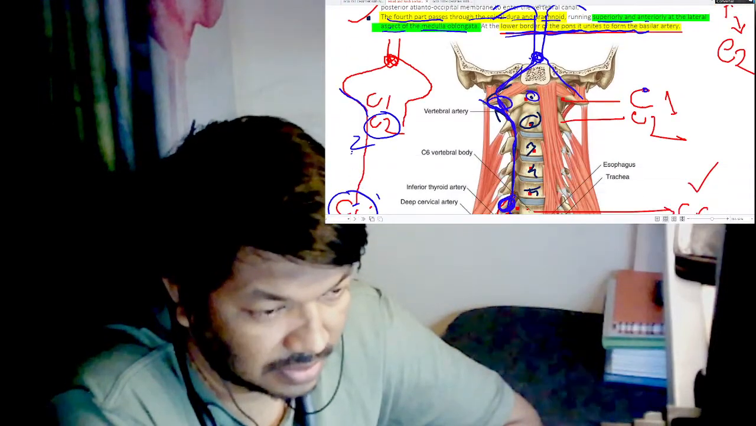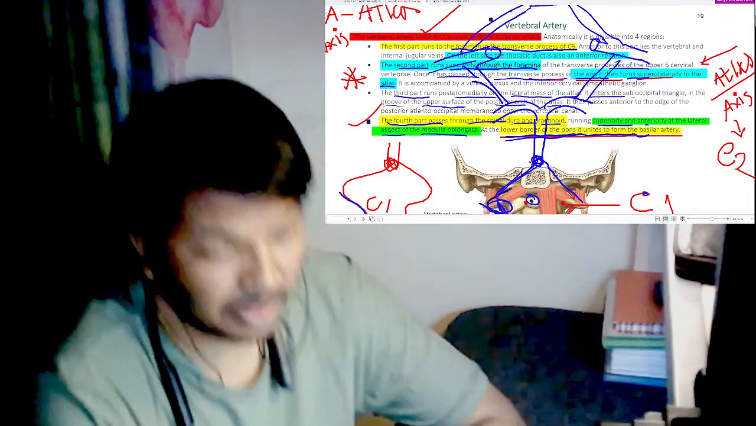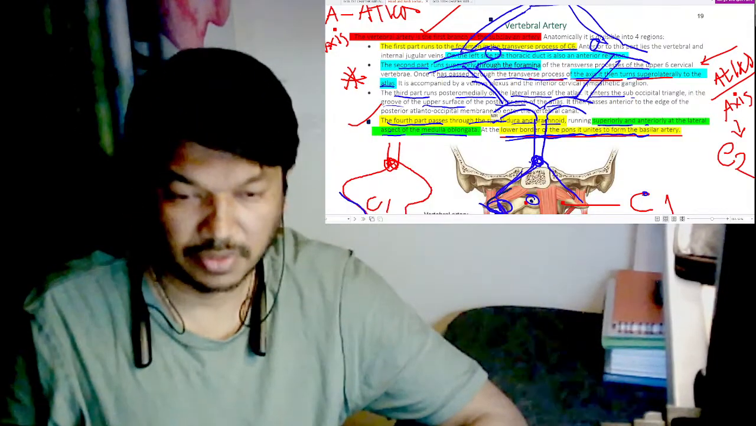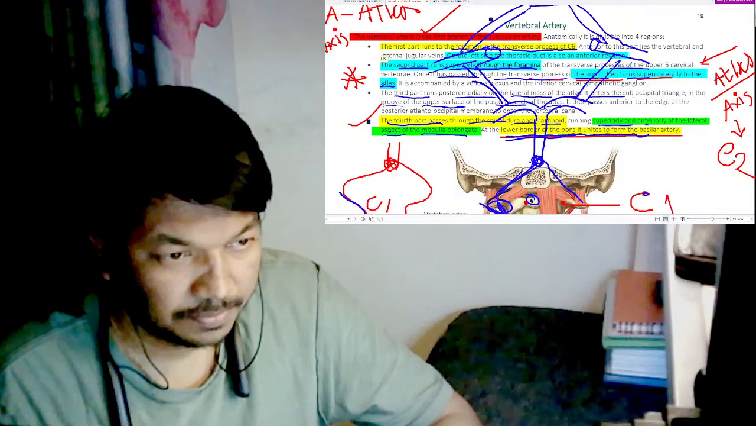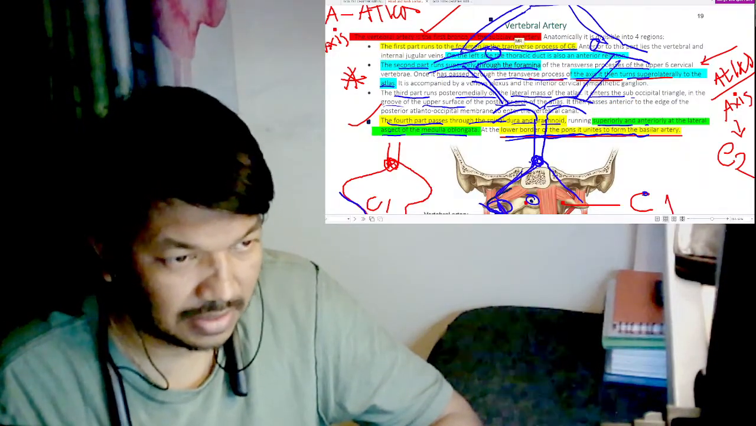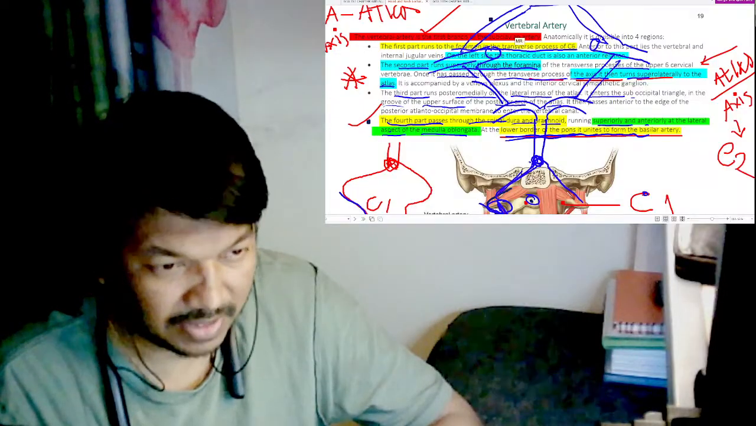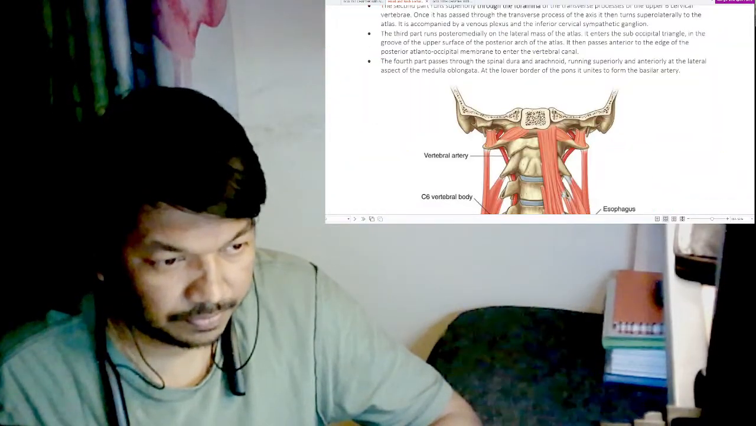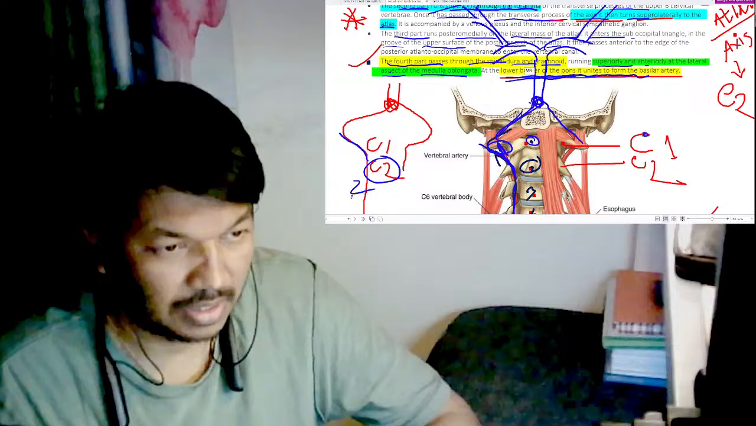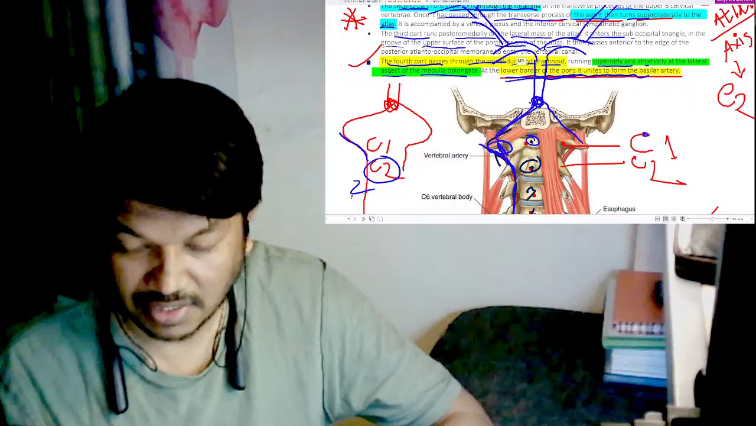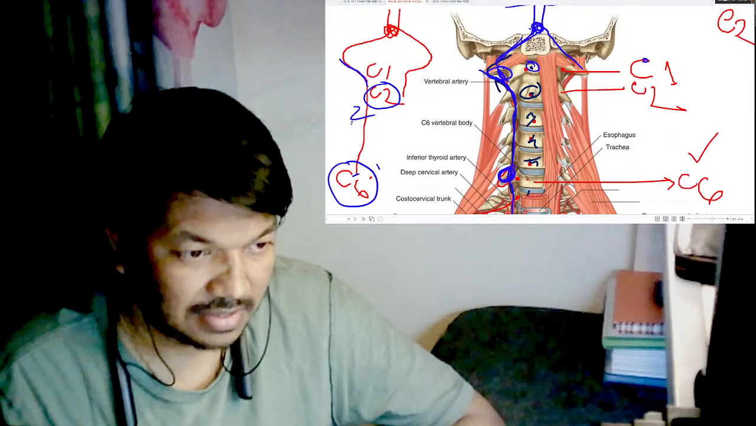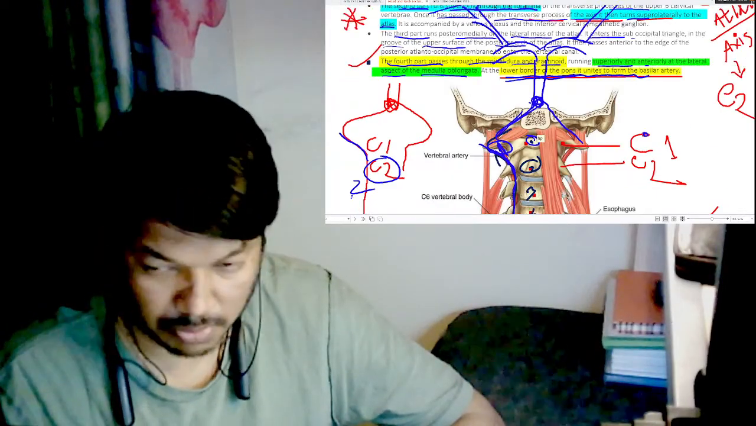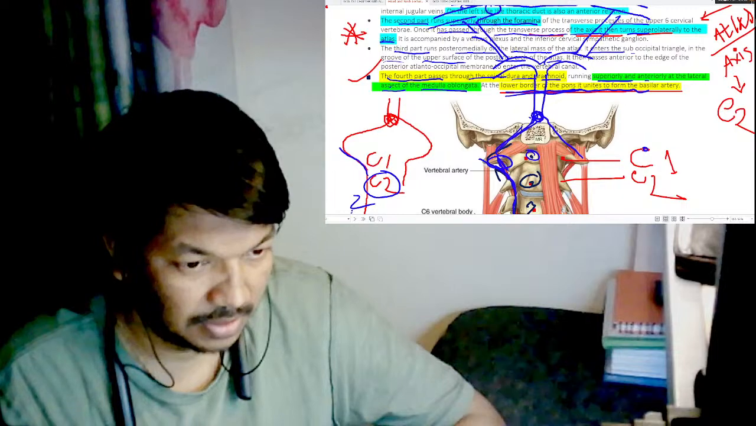We have seen this, but just a very rapid revision. Vertebral artery is a branch of subclavian artery. Like we studied vitamin C and D, so vitamin B is for vertebral artery, and it has mainly four parts: first part, second part, third part, and fourth part.